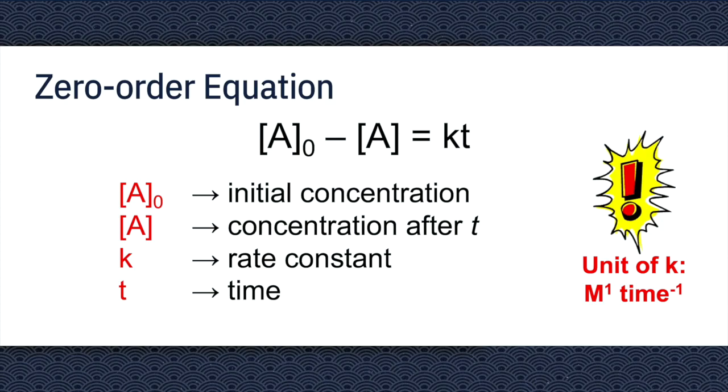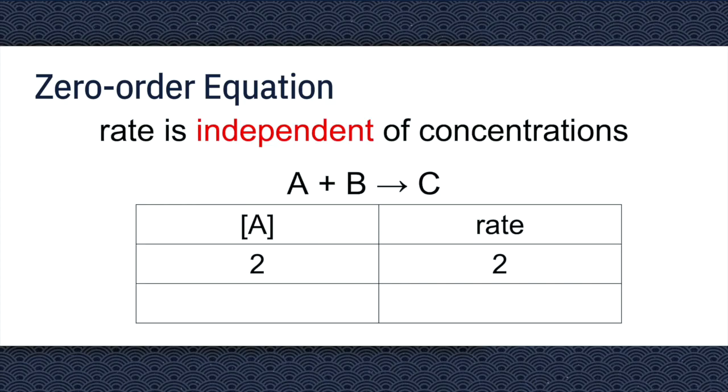In the case of zero order, rate is independent of concentrations. For example, whether or not A changes its concentration, the rate remains the same. In this example, we can see that A is doubled, but that did not affect the rate.